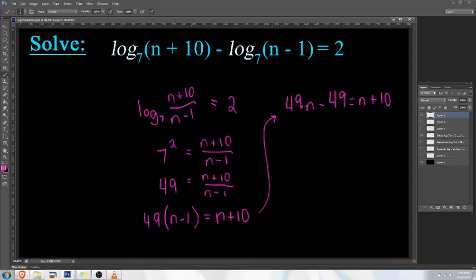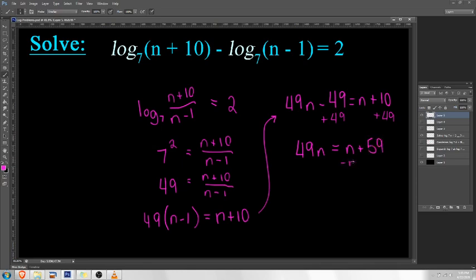This is a doozy of a problem. So we'll try and get all of our variables on one side, and we'll try to get all of our constants on one side. So let's add 49 to both sides. Let's say add 49 here. We'll add 49 here. Okay, we'll get 49n equals n plus 59. Almost done.